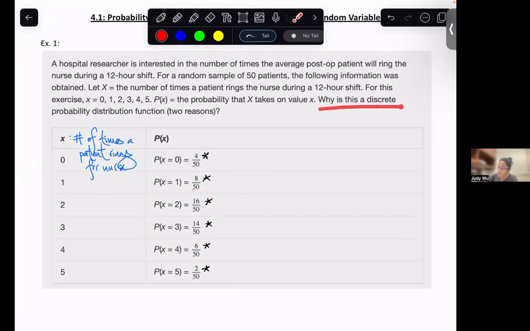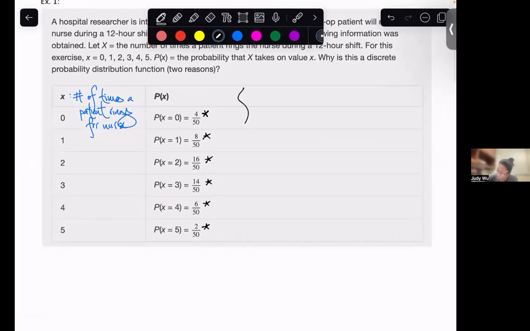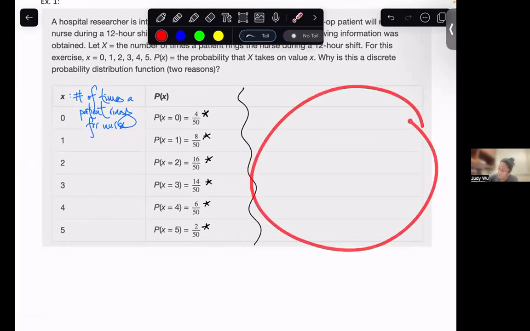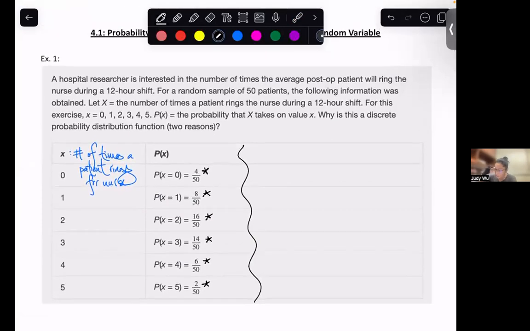But this question is asking us, why is this a discrete probability distribution function? And in our textbook, they give us 2 things that we need to look for so that we know something is a discrete probability distribution function. So I'm going to write over in this space over here, just so we can see it. In our textbook, it said we need to look for 2 things. The first thing is that all probabilities are greater than or equal to 0.